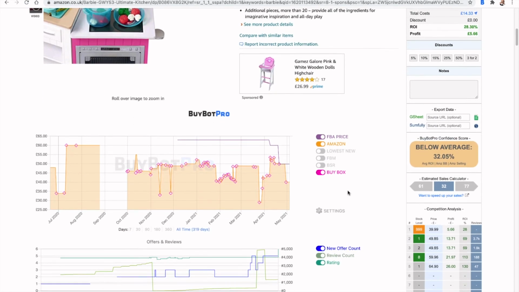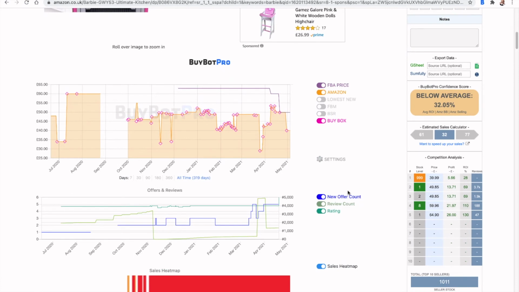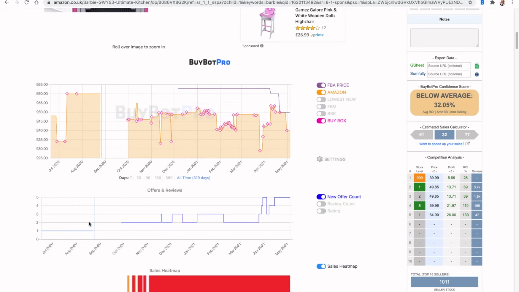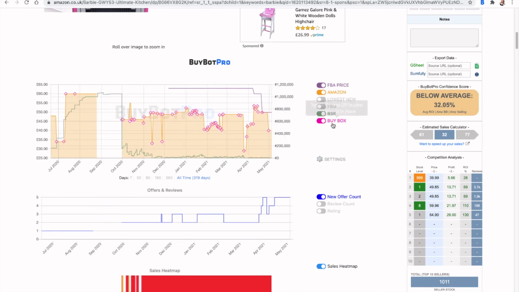So these charts, when you're looking at those as a new seller, are really important. It's a good idea to always keep an eye on the new offer count. This tells you the sellers and how many sellers there are. The green line is the BSR, so how quickly a product is selling. Then you've got the buy box, which is the point of sale, if you like, the price of sale. And then you've got your FBA price up here.